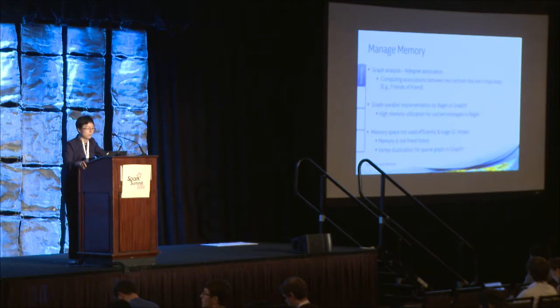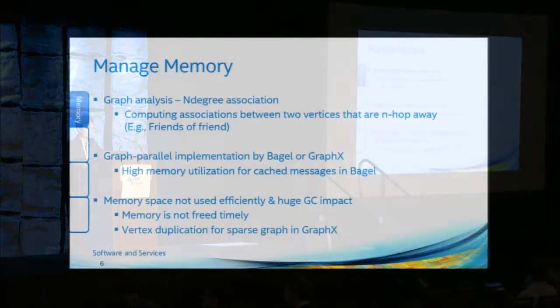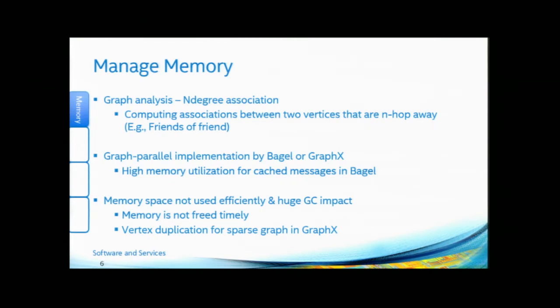This is a real-world case where we helped a customer do graph analysis. The basic idea behind it is to compute the association between two connected dots that are n hops away, say finding a certain relationship between friend and friend of friend, etc. For this case, we can implement it with either Bagel or GraphX. Actually, we have done it with both.